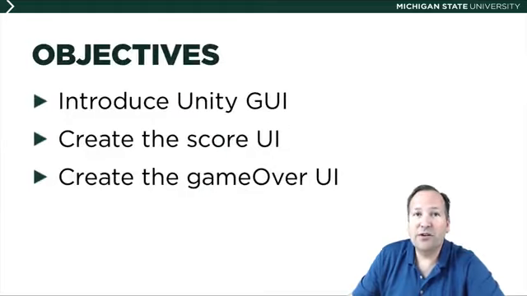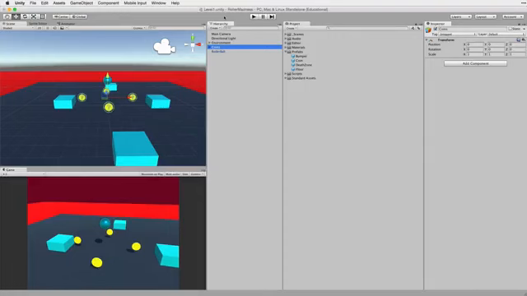Our objectives will be to learn a little bit about Unity's graphical user interface system, and then use this system to create a score user interface and a game over user interface. So let's first add our user interface to display our score.